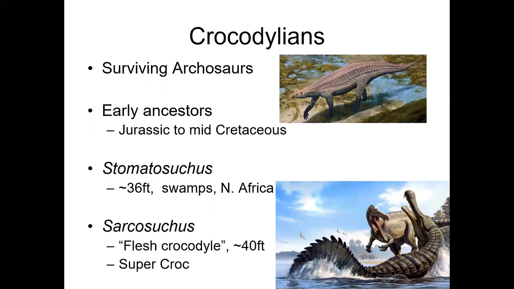So if we think about some of the fossils from the early crocodilians, again, these are our surviving archosaurs. Some of the earliest ancestors reach back from the Jurassic to the mid-Cretaceous. And some of these crocodilians are ginormous. So if we look at Stomatosuchus, we have a 36 foot long crocodilian that lived in the swamps of North Africa, which is still dwarfed next to Sarcosuchus, which is the flesh crocodile, which reached lengths of up to 40 feet in length. And Sarcosuchus is oftentimes known as the super croc. And of course, we have a handful of crocodilians, these surviving archosaurs that still exist today, the American crocodile and American alligator here in the United States.